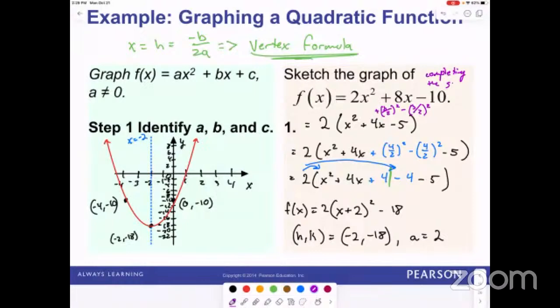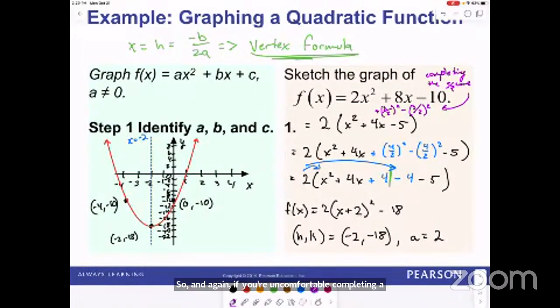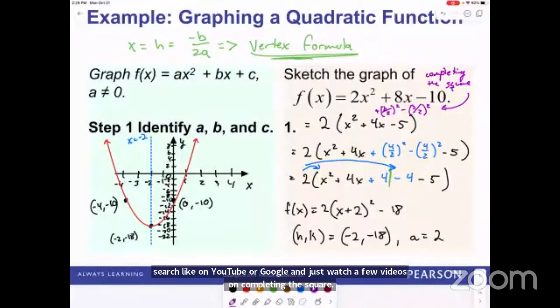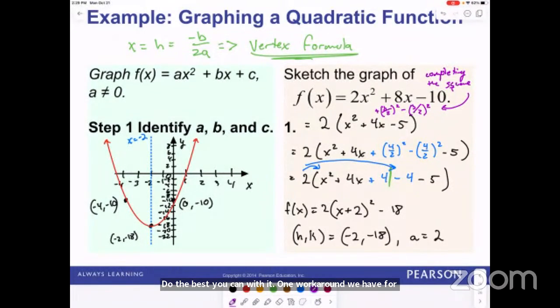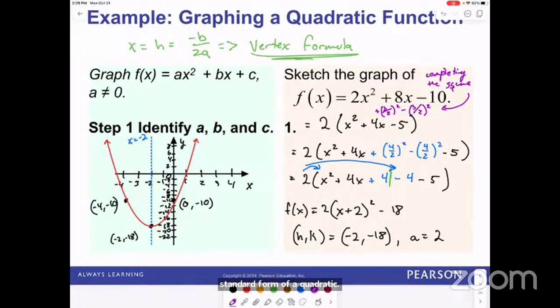Okay. So, and again, if you're uncomfortable with completing a square, it's not a bad idea to just do an internet search on YouTube or Google and watch a few videos on completing a square. Do the best you can with it. One workaround we have for this one is to use the vertex formula. And then once you have the coordinates of the vertex, which is the h and the k, then you can use the standard form of a quadratic and just plug in information that you have. Right? You can kind of work backwards.